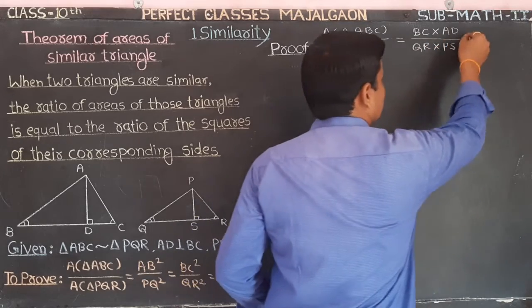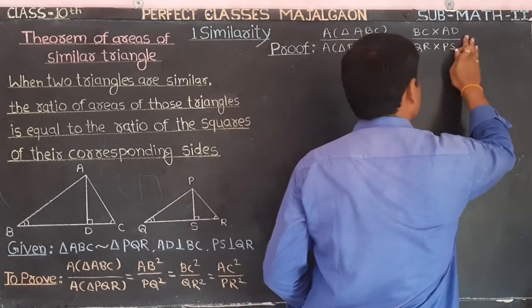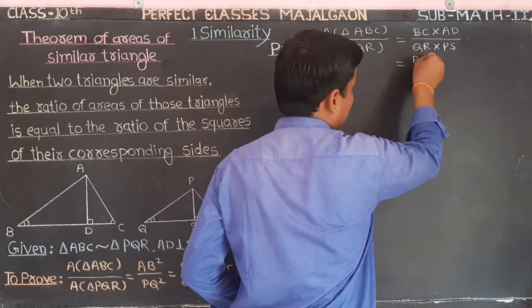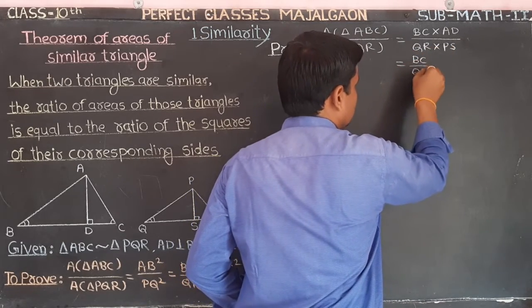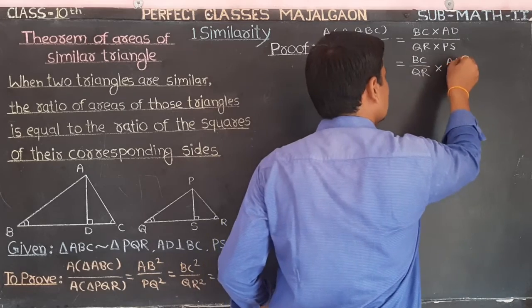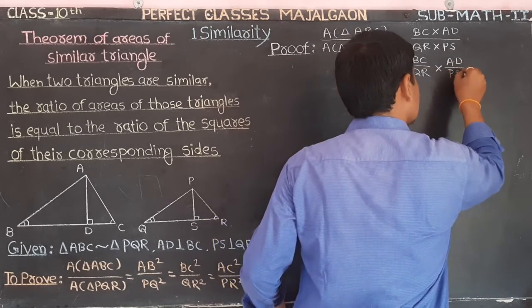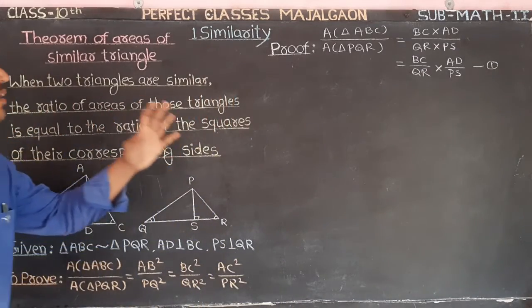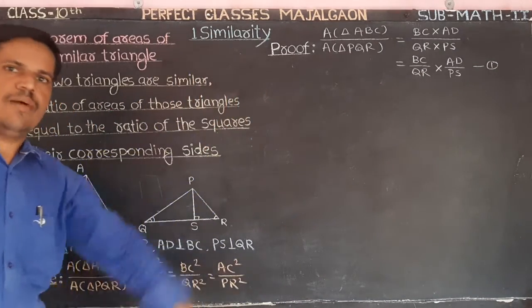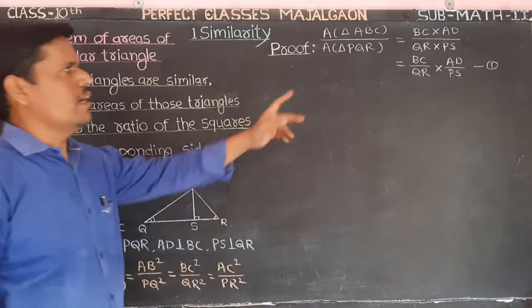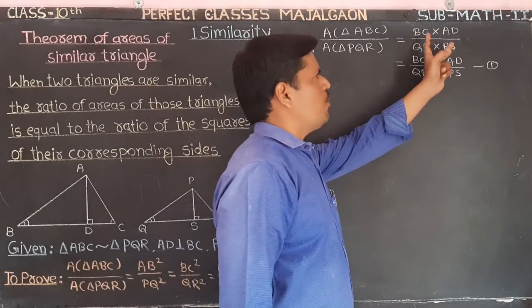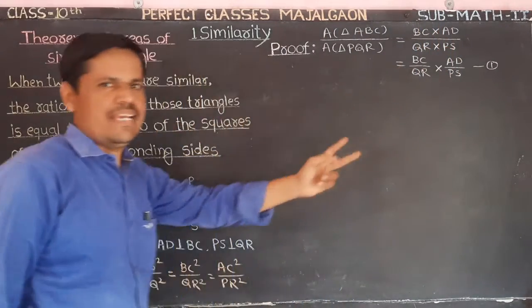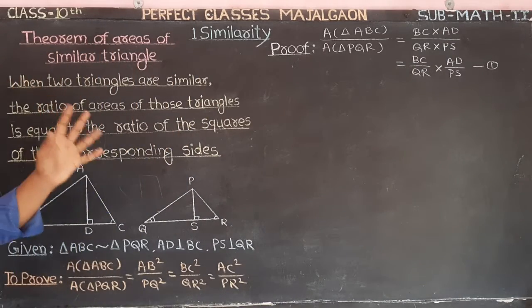We will write BC upon QR, separately, into AD upon PS. Name that equation number 1. This is the first property we learned when we started the chapter: the ratio of areas of two triangles is equal to the ratio of the product of their corresponding heights and bases. This is equation number 1.